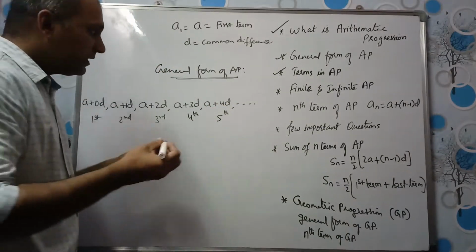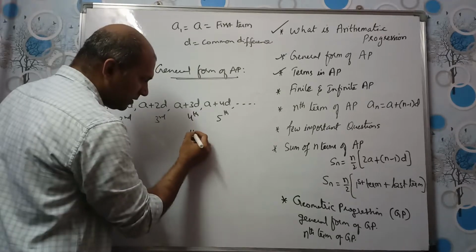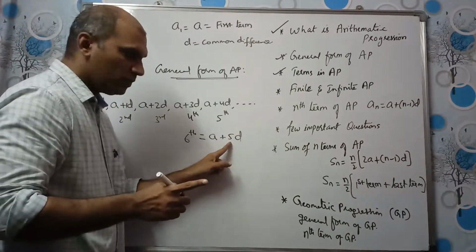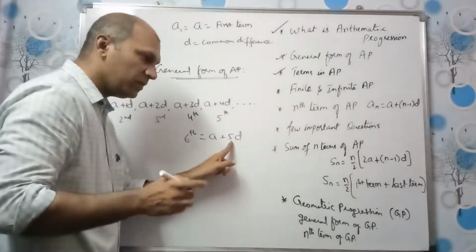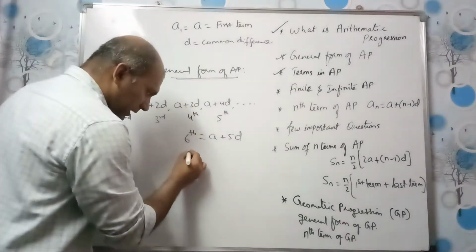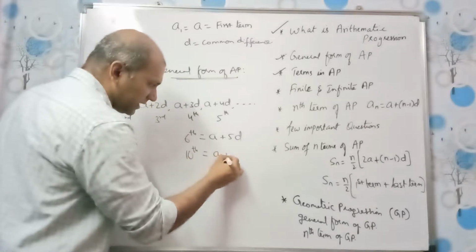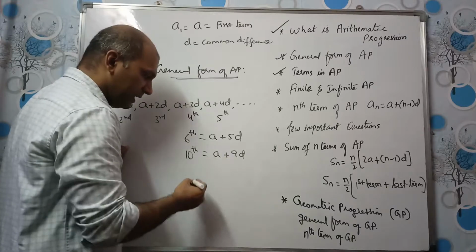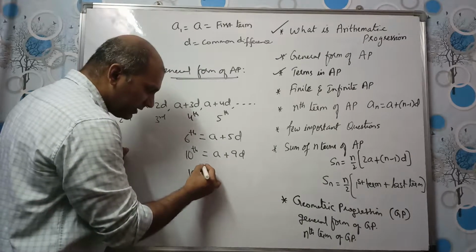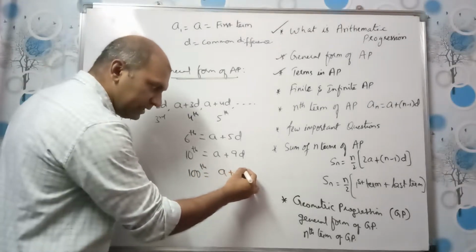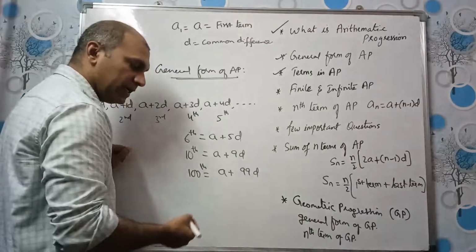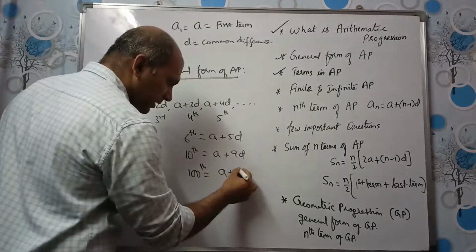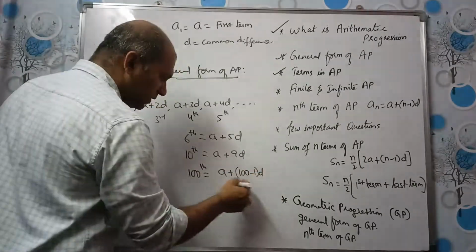For the sixth term it will be A plus 5D, 1 less. If we have 6 here, this will be 5, 1 less. Let us find the 10th term like this: A plus 9D. If we have the 100th term, A plus 99D. So how should we get this 99 or 9 or 5? Can we write it as 100 minus 1 into D?